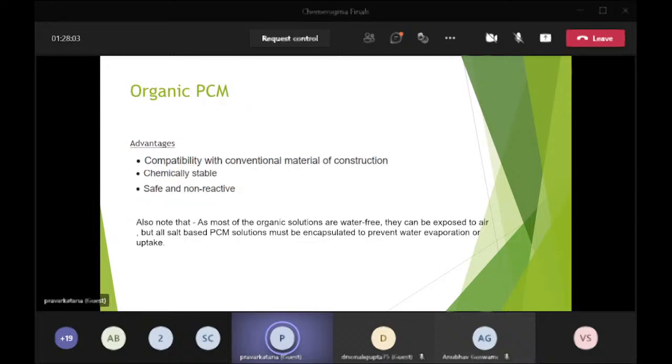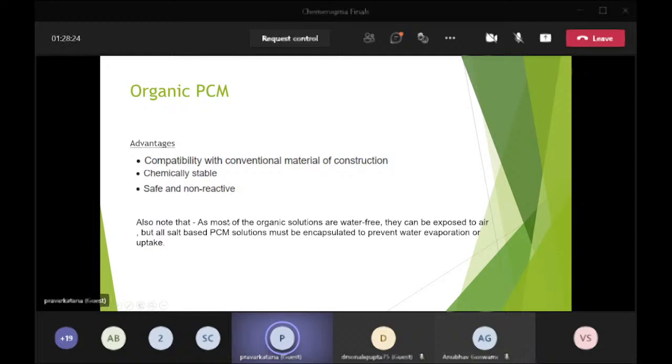So in the question it was mentioned that we need organic PCM. The advantages are that it is compatible with the conventional material of construction, which is I think the incubator. It is chemically stable as compared to salts. It is safe and non-reactive.